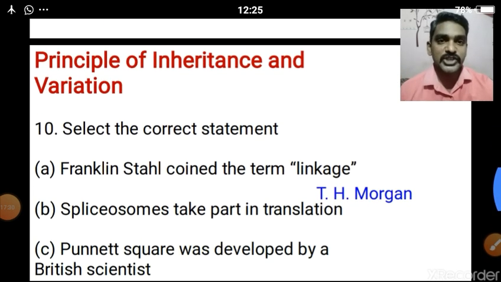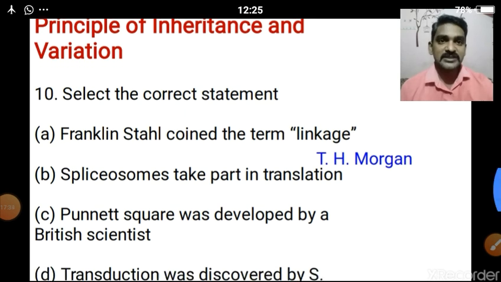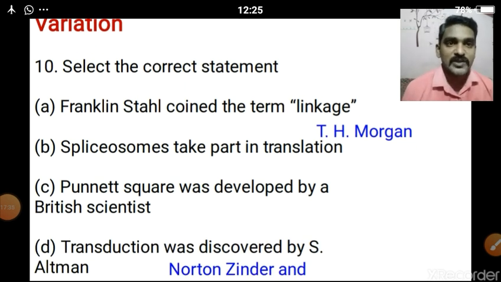Okay, the next question, from principles of inheritance and variation. Select the correct statement here also. You can see Franklin Stahl coined the term linkage. They have given it like that. Whereas in the previous question I said Meselson and Stahl did the semi-conservative model of replication. Linkage was not coined by him. Linkage was coined by T.H. Morgan. And spliceosomes take part in translation.